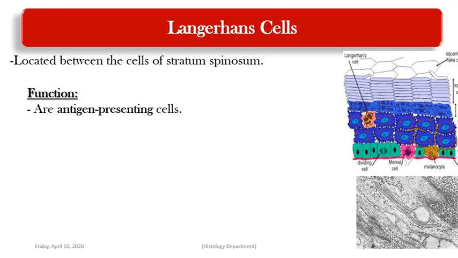Again, as I said, the epidermis is formed of keratinocytes and non-keratinocytes. The non-keratinocytes are either melanocytes, Langerhans cells, or Merkel cells. We have here the Langerhans cell. This cell is present in the stratum spinosum layer here. This is the Langerhans cell. What is the function of the Langerhans cell? It acts as an antigen presenting cell.